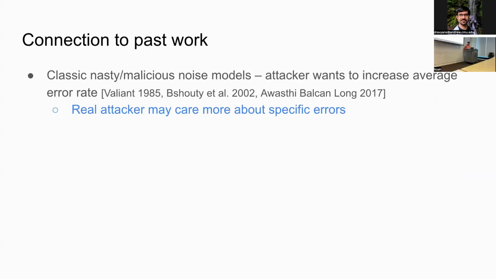Now I come to some connections with past theoretical work. There is this notion of nasty and malicious noise models, which has been studied for a long time. The main difference here is that the adversary changes the data or the distribution, but the effect is measured only in terms of the average error. We don't care about prediction on a specific instance. The performance metric used to design algorithms is just the average error over the distribution. So again, we can have equivalent versions of those models in our setting where the performance metric is modified.